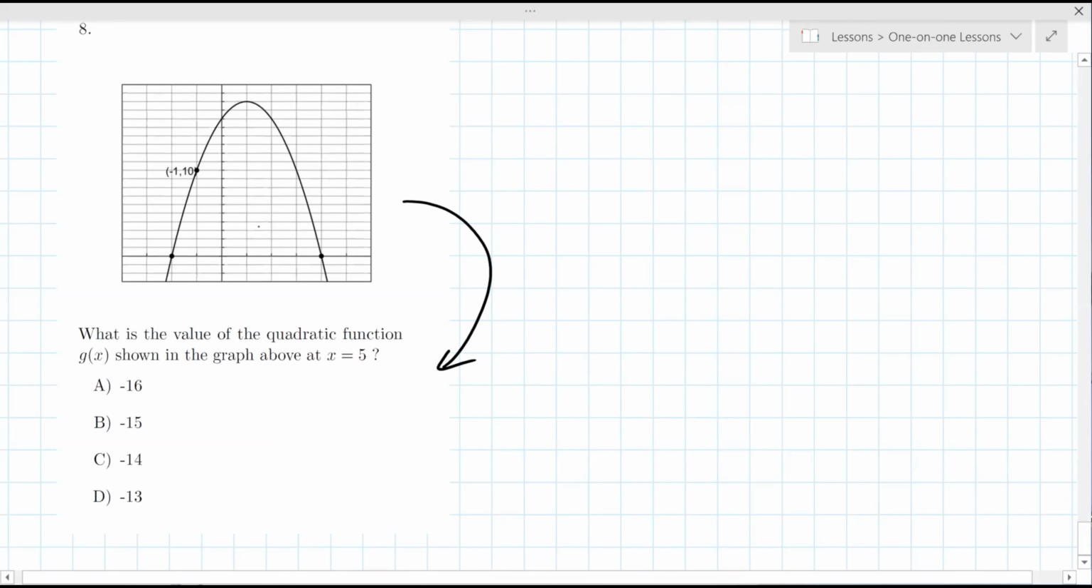Okay, so the graph, it says, what is the value of the quadratic function g of x shown in the graph above at x equals 5? So there's 1, 2, 3, 4, 5. So 5, somewhere down here, that's why this problem is here. We don't know where it is. We don't know whether it's at minus 16, 15, 14, 13. We have no idea. Okay. What would you like to know to be able to find the output of the function? What would be really helpful in this case?